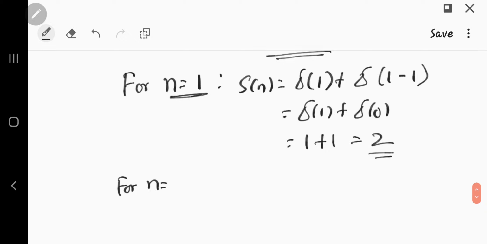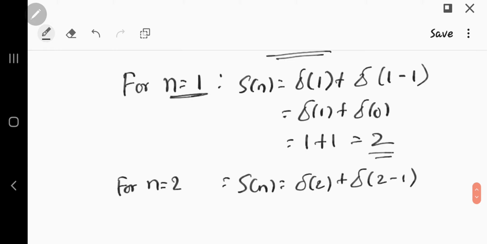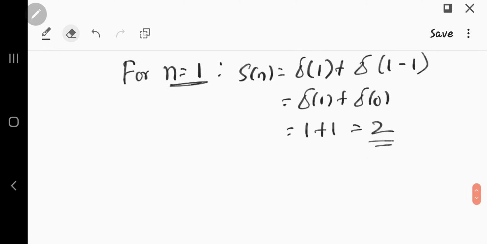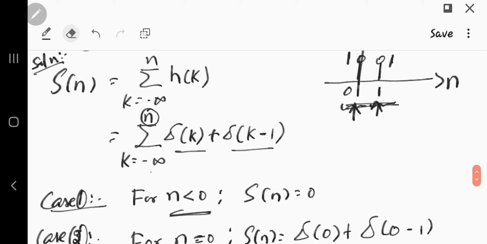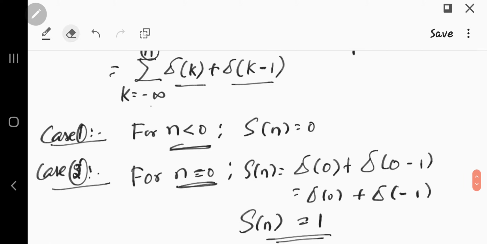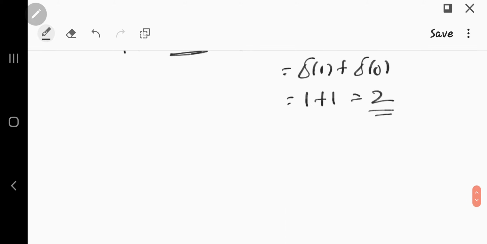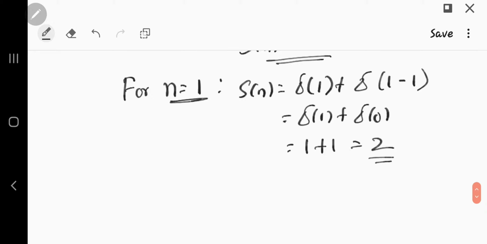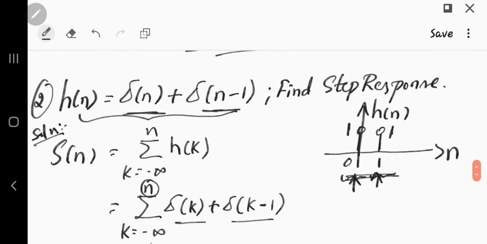If I go for n is equal to 2, we will get S of n is equal to delta 2 plus delta 2 minus 1. Okay, you might end up with a value here, but as per the signal given, it is present only at 0 and 1. So for n less than 0, everything is 0. And for n equal to 0 and n equal to 1, we have the values 1 and 2. And for greater values, there is no need to calculate. Okay, so this is for the second problem, delta n plus delta n minus 1 here.